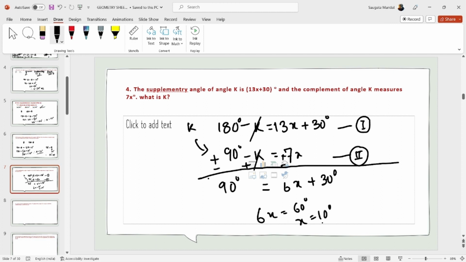Then we should put the value of x in either equation 1 or equation 2. Then we can easily find the value of K. Now we put the value of x in equation 2, that is 90 degree minus K is equal to 7x. 90 degree minus K is equal to 70 degree. K is equal to 20 degree. This is the value of K. Now we can easily find the value of K by solving equation 1 and equation 2.